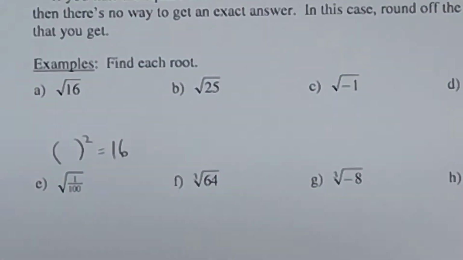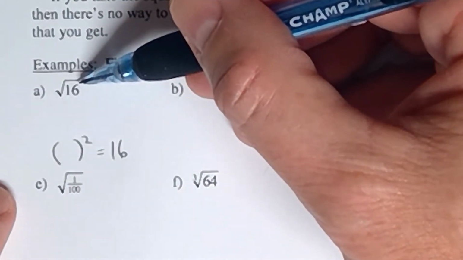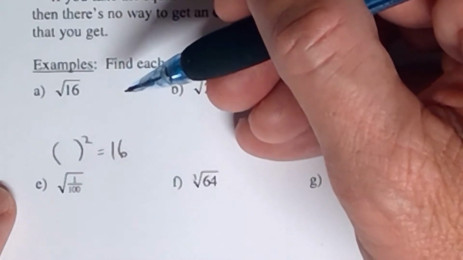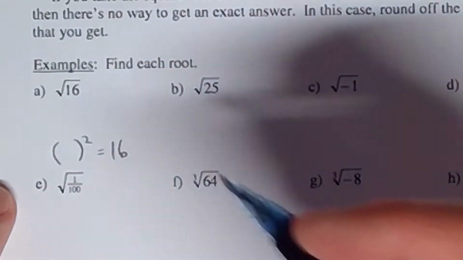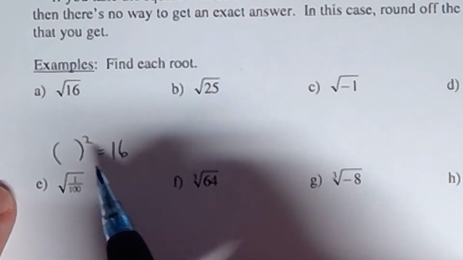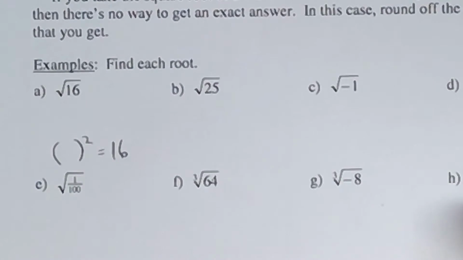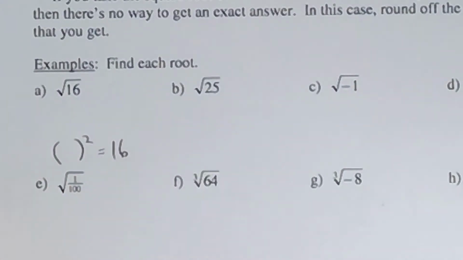Now here's the issue, though, that we have to watch out for. With square root radicals, the answer has to be positive. Because let's face it, I could put a 4 in here and it would work. But I could also put a negative 4 in there and it would work. Okay? So how do you know which one is right? Are they both right? The answer is that only the positive one is right.